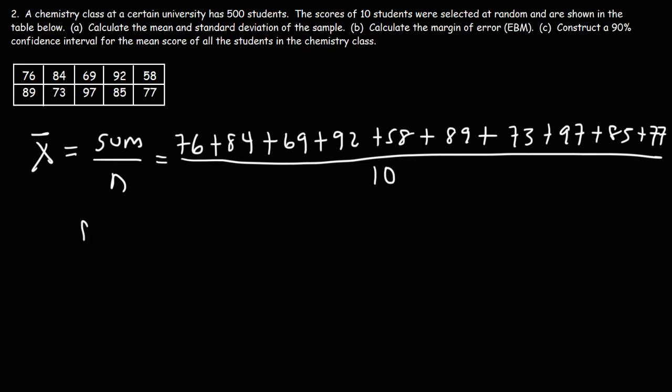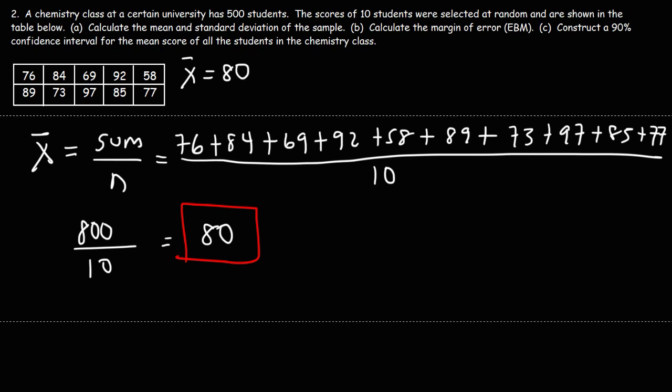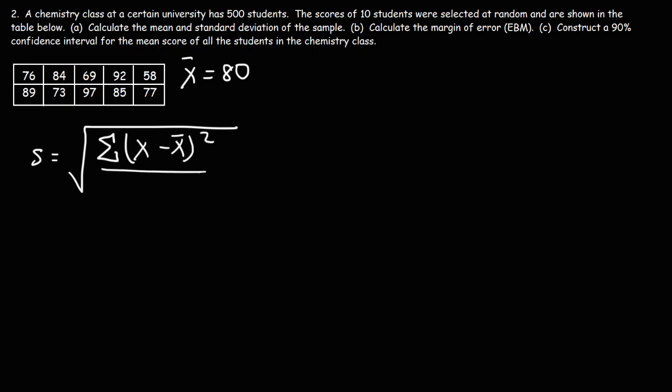So the sum that I got is 800. If we divide it by 10, we get 80, which is a nice number to deal with. So that's the sample mean. That's the first part of part A. Now the next thing we need to do is calculate the standard deviation of the sample. And so the formula that we're going to use to do that is S is equal to the square root of the sum of x minus x bar squared over n minus 1.